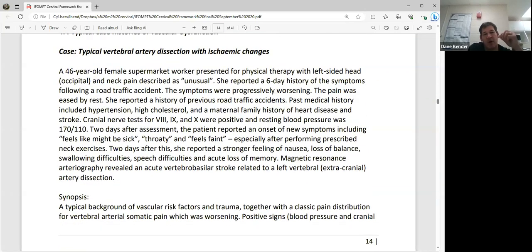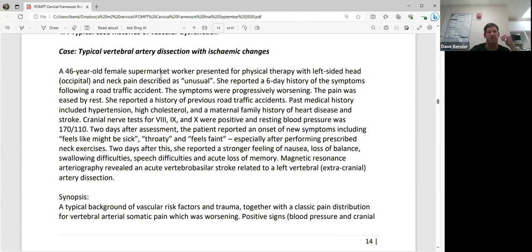Okay, this case is in your work. I usually cover it during the class, but let's dig into this a little bit here. We have a 46-year-old female supermarket worker who presents to physical therapy with left-sided head, occipital, and neck pain described as unusual. She reported a 6-day history of symptoms following a road traffic accident.